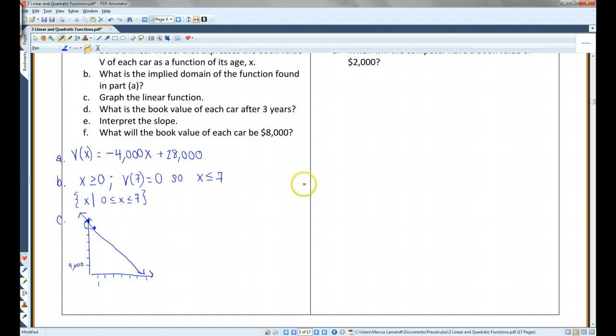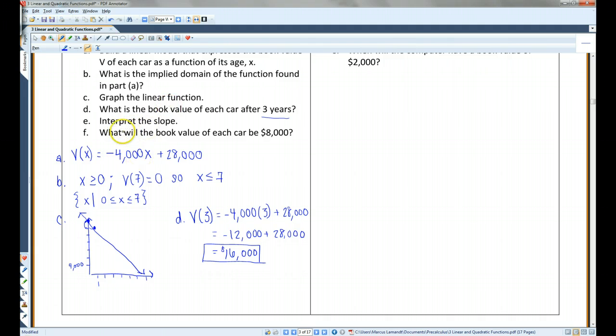D, what is the book value of each car after 3 years? X represents the year, so I'm just going to plug in 3. So I've got negative 4,000 times 3 plus 28,000. I've got negative 12,000 plus 28,000, which gives me $16,000.